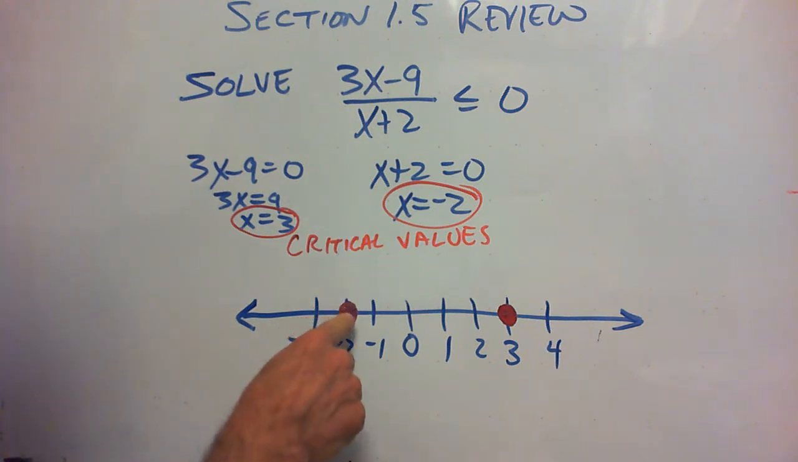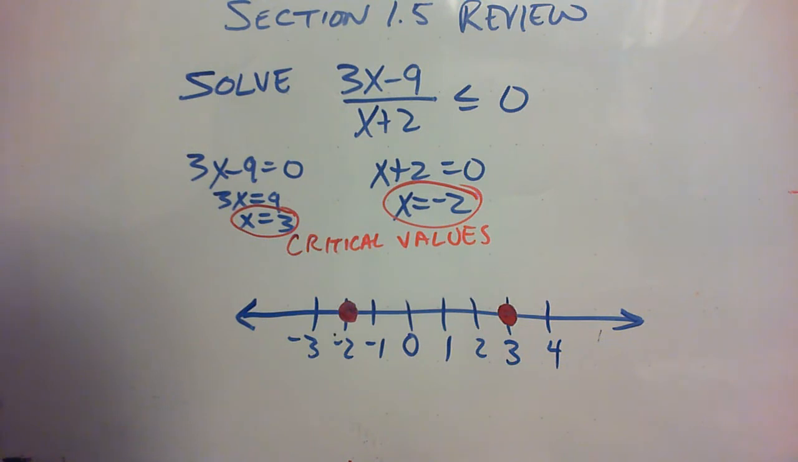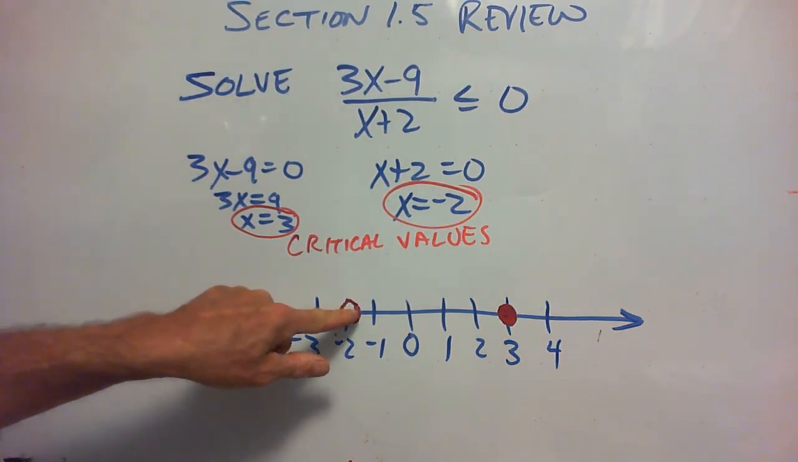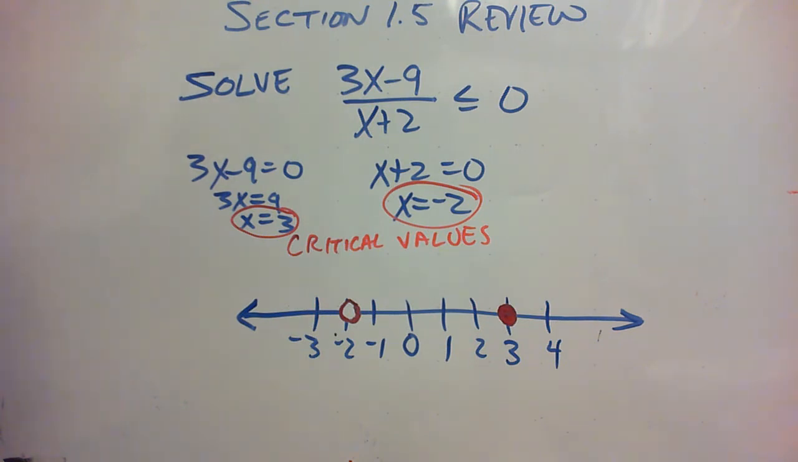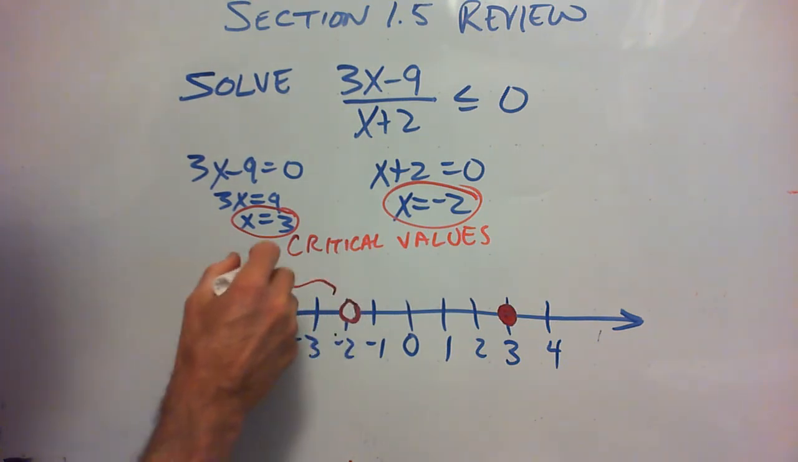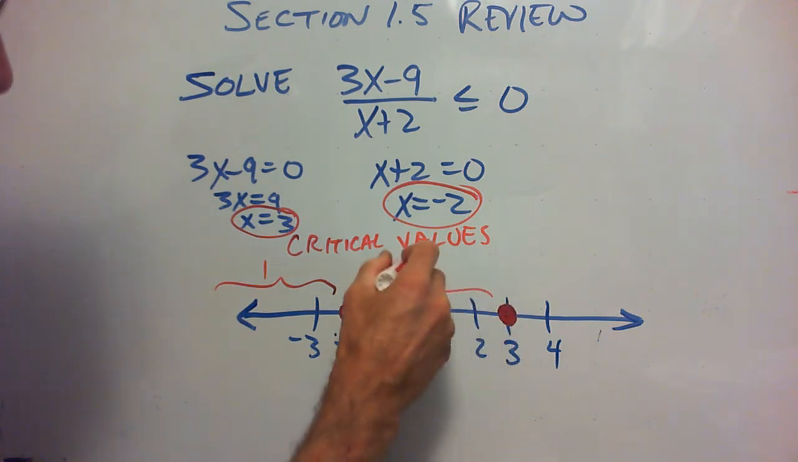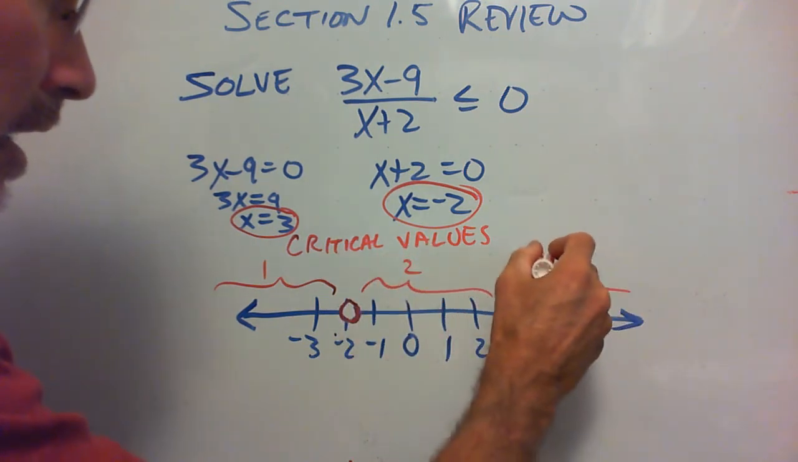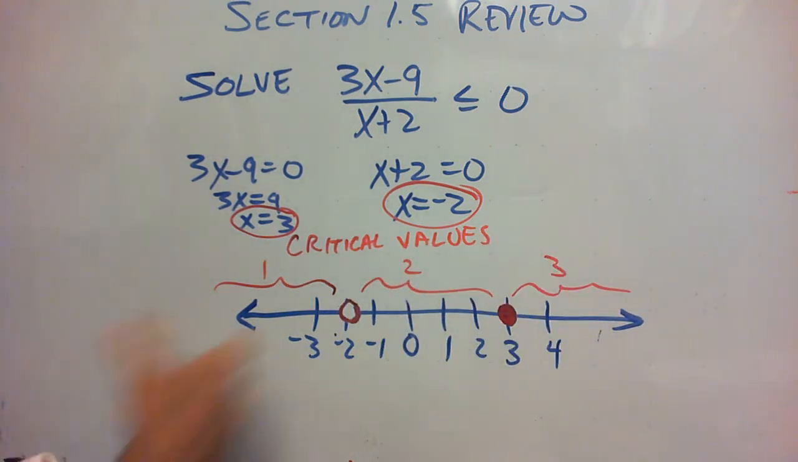Okay, so here, the negative 2 critical value, we have to change that to an open circle because we cannot have division by 0. Negative 2 cannot be part of the solution. So I've changed that endpoint to an open circle. So that splits up our number line into 3 possible intervals for this inequality. To the left of negative 2, in between negative 2 and 3, and to the right of 3. So we start testing the intervals, just like we did in the previous problem.